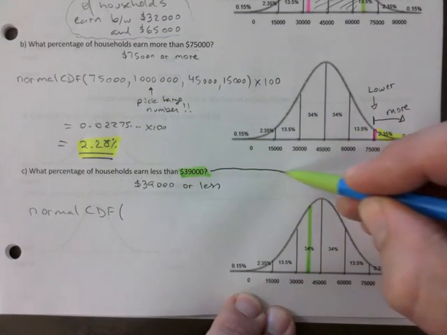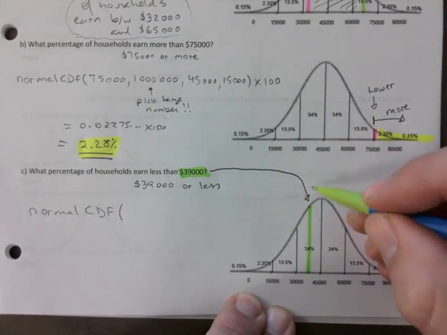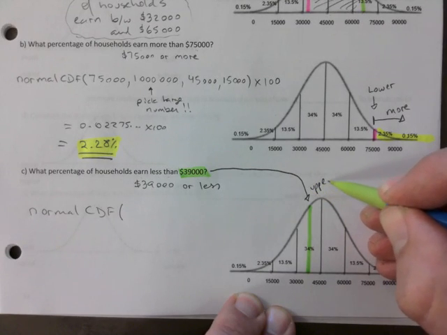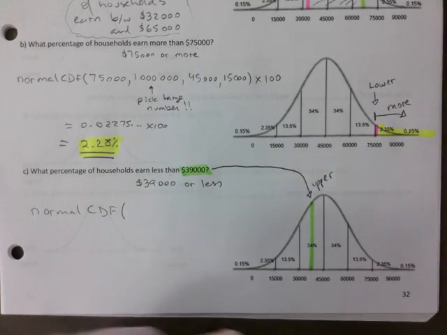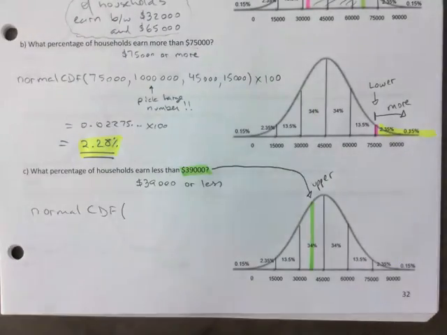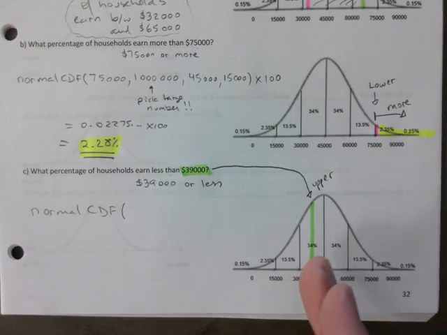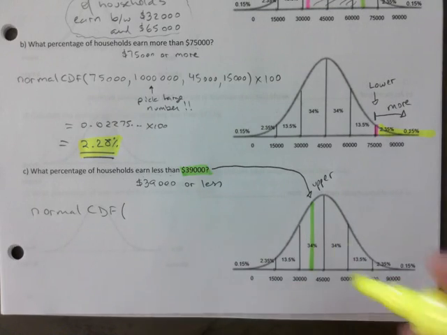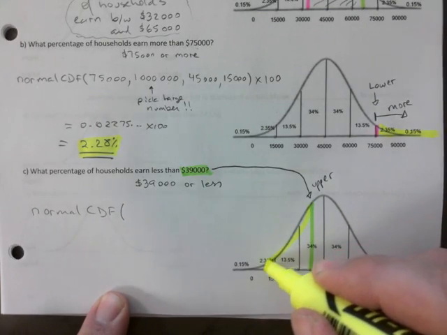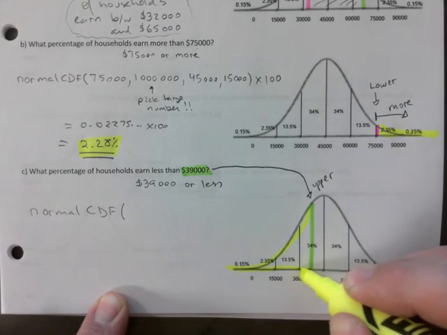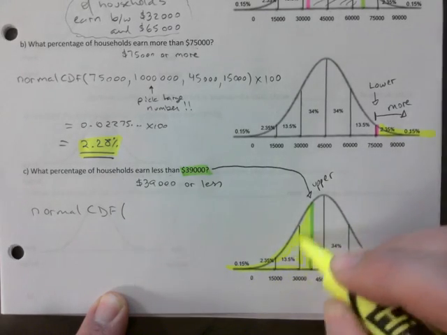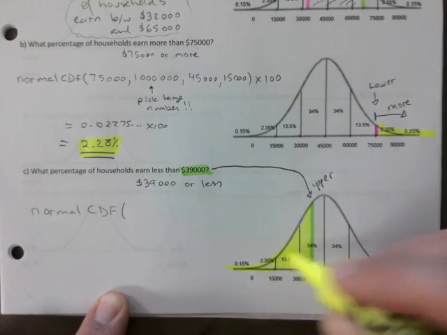Right, my 39,000 goes there. And that is an upper limit. Correct? That's as high as I want it. I want 39,000 or less. So you want all of this, the percentage that is to the left of that.